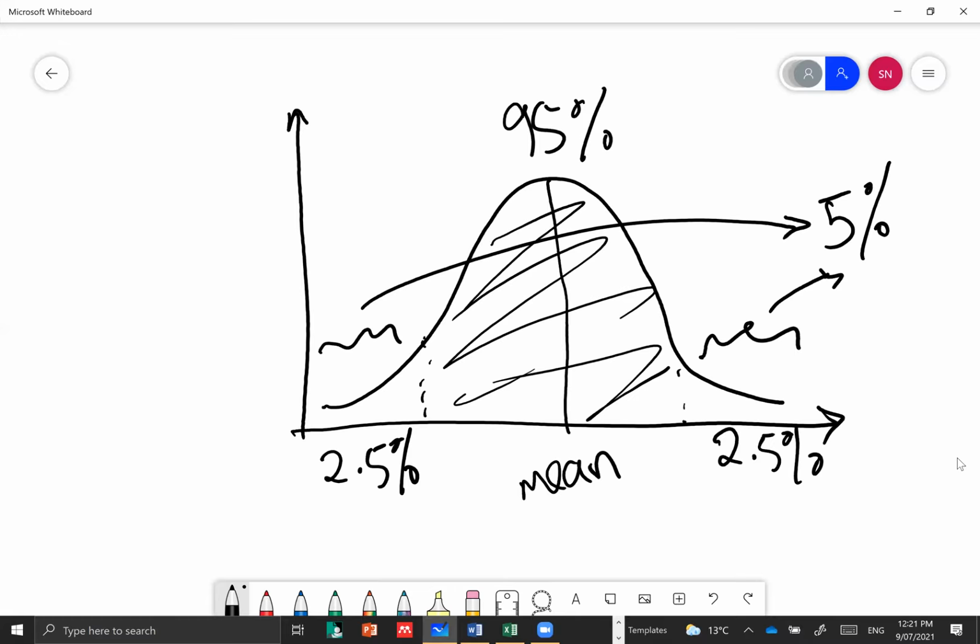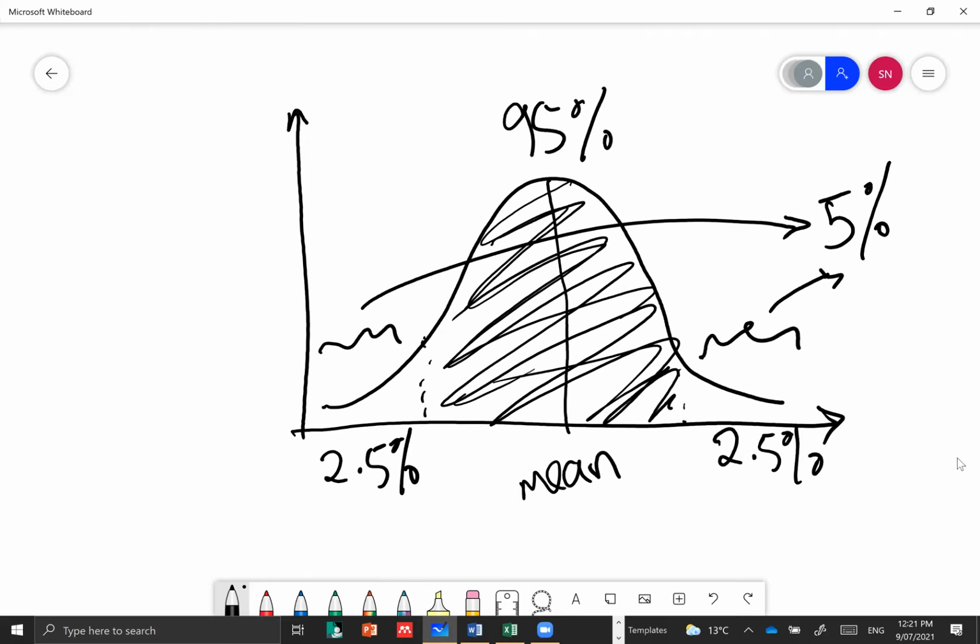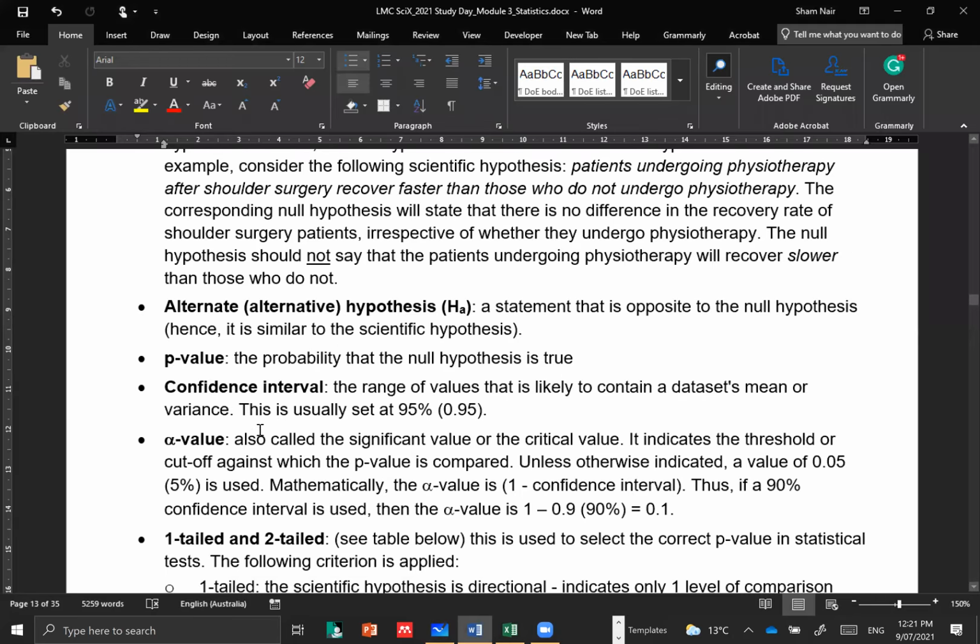So when we do the statistical test, if our data falls in this area, within this 95% range, we say that it is not significant. If it falls outside, in this area or this area, so the 5%, then it becomes significant. So let me go back to this figure here.